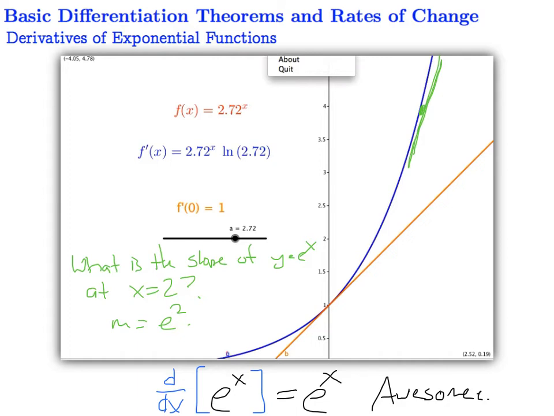The slope at 3 is e to the 3. The slope at 4 is e to the 4. The slope at any number is going to be e to that number. That's what the derivative means. It means the derivative of e to the x, the slope at e to the x, is just e to the x.